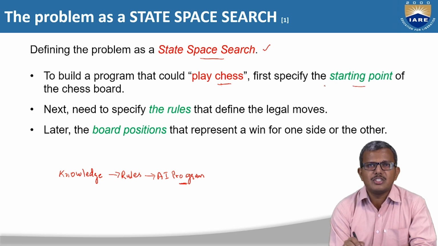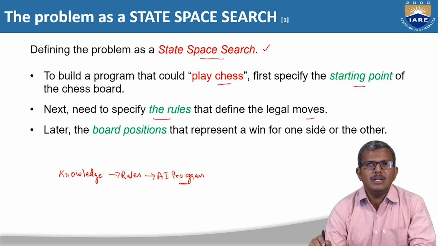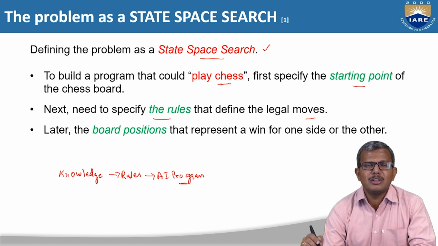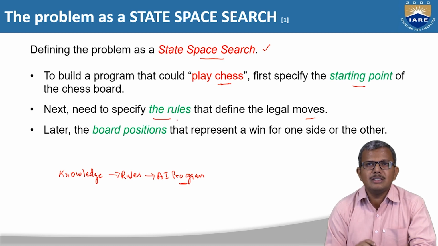we need to specify the starting point of the chessboard. The starting point of the chessboard means where the actual chess game will start, from which position. Once that is identified, our next duty is to specify the rules that define the legal moves. First we identify the starting point, and then we specify the rules applicable to the chess game. How many possible moves are there? For those possible moves, we are supposed to write the rules.